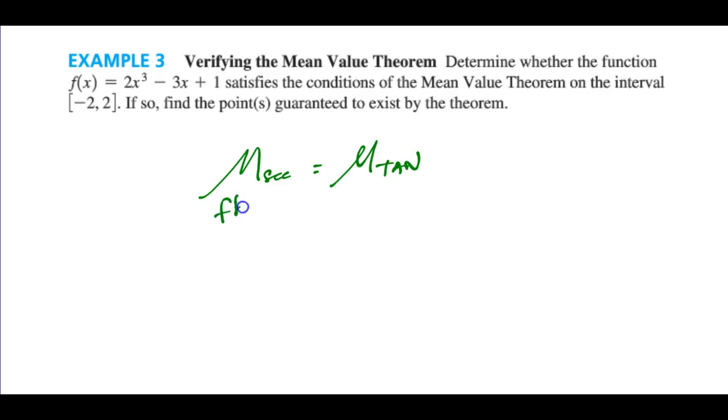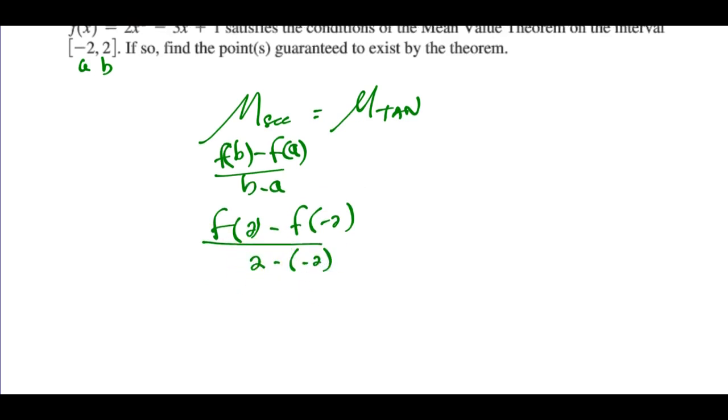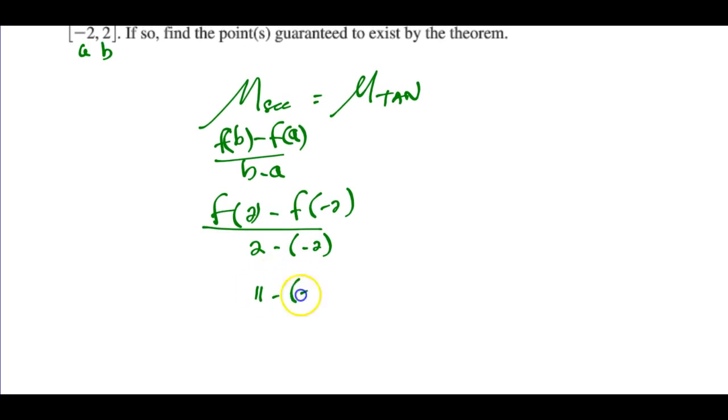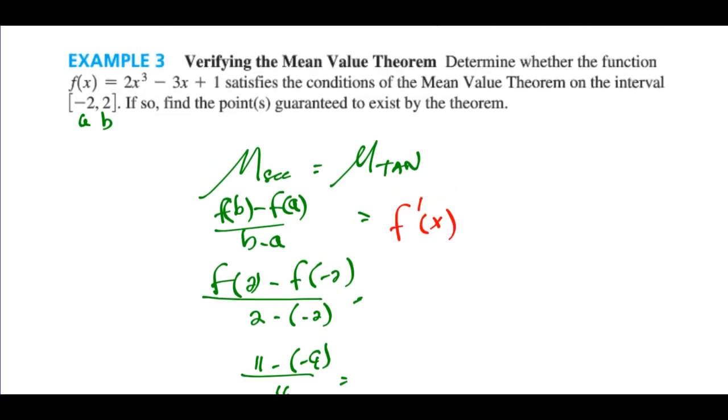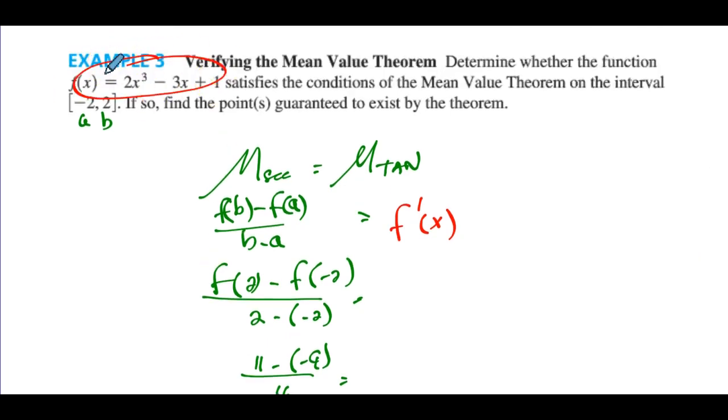So the slope of the secant really is this f of b minus f of a all over b minus a, and they gave me an interval, a to b. So I'm going to do f of 2 minus f of negative 2 all over 2 minus negative 2. I'll continue evaluating that, 11 minus negative 9 over 4, and come up with a 5. I'm going to say 5 has got to equal the slope of the tangent, which we know as the derivative of the function. So I'm going to go back up here, and find the derivative of this function.